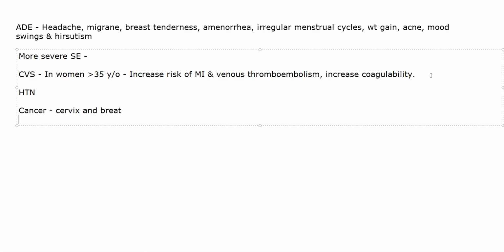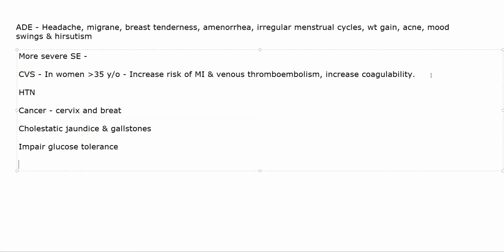It can cause cholestatic jaundice and gallstones. All right. It can impair glucose tolerance. It can cause depression as well. Now, the combined pill will have other side effects. They have a lesser chance of causing side effects, but there are other side effects. Combined pill side effects: this is when you give estrogens and progestins together.